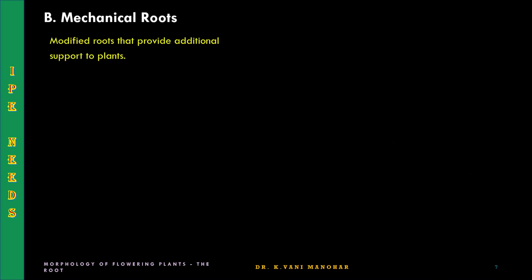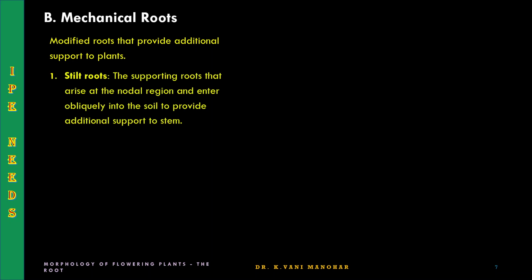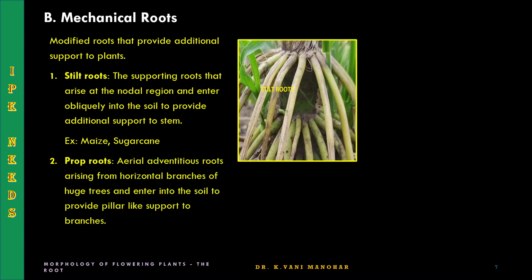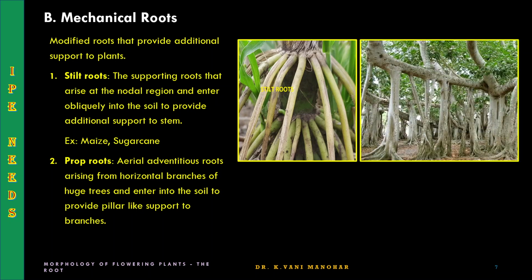Next one, mechanical roots. Modified roots that provide additional support to plants are referred to as mechanical roots. They are stilt roots and prop roots. The supporting roots that arise at the nodal region and enter obliquely into the soil to provide additional support to stem are referred to as stilt roots. Usually they are formed from basal nodes. These are the stilt roots of maize and sugarcane. Prop roots: aerial adventitious roots arising from horizontal branches of huge trees and entering into the soil to provide pillar-like support to branches. Example, banyan tree.